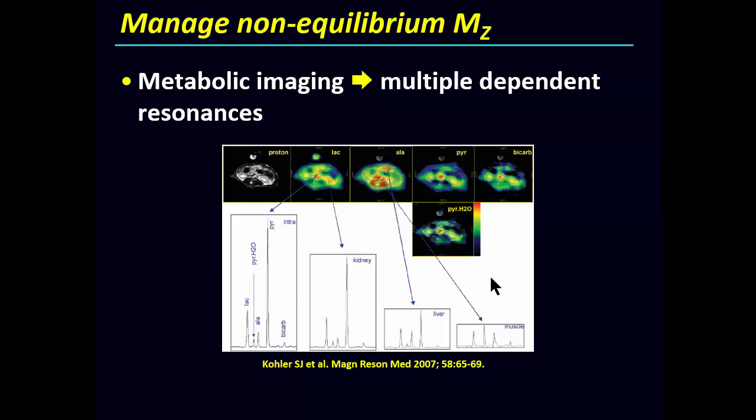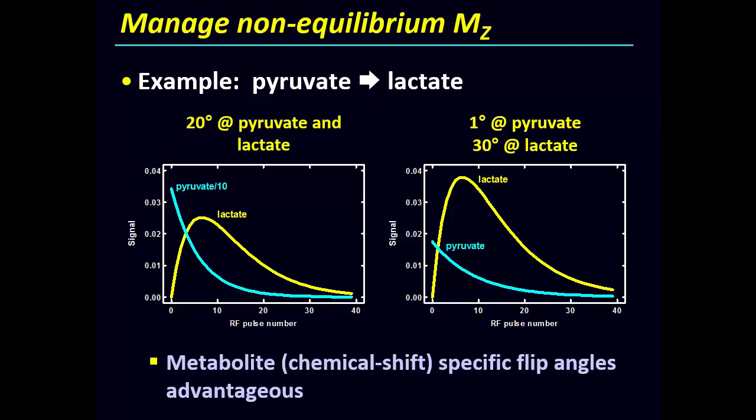Now, when we do things with carbon-13, such as metabolic imaging, we're not going to just have one resonance, but a number of dependent resonances. For example, pyruvate that's metabolized into lactate and other metabolites. In this case, the considerations for designing the flip angles get a little bit more complicated. Let's look at this simple case where we just have two things, pyruvate being metabolized to lactate. If we consider just using constant 20-degree flip angles, we might get something like this.